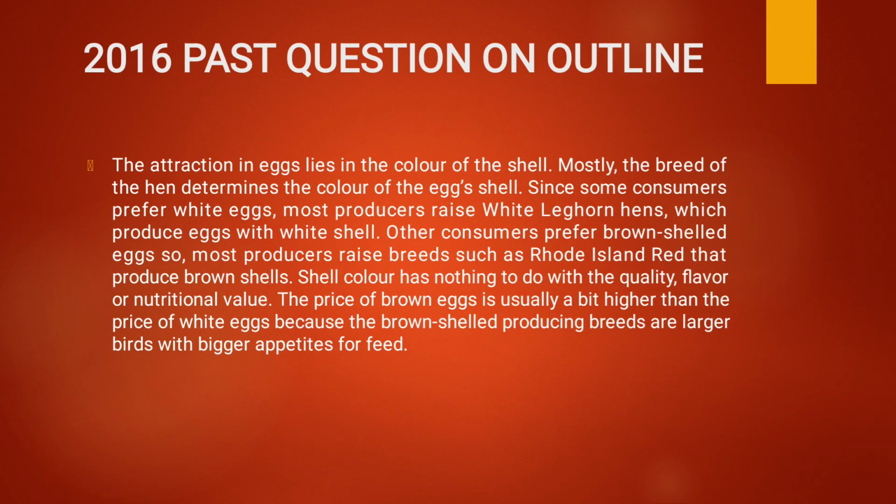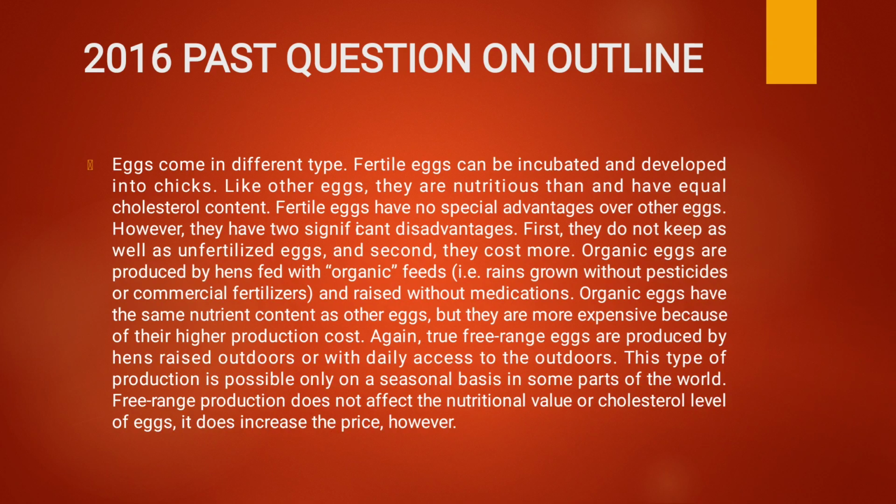Now let us look at the second paragraph. The second paragraph says that the attraction in eggs lies in the color of the shell. That is what the paragraph begins with. Now when you look at here, eggs come in different types. It means that the topic sentence in this paragraph is eggs come in different types, or types of eggs. That's the topic sentence. That's the central idea of this paragraph.